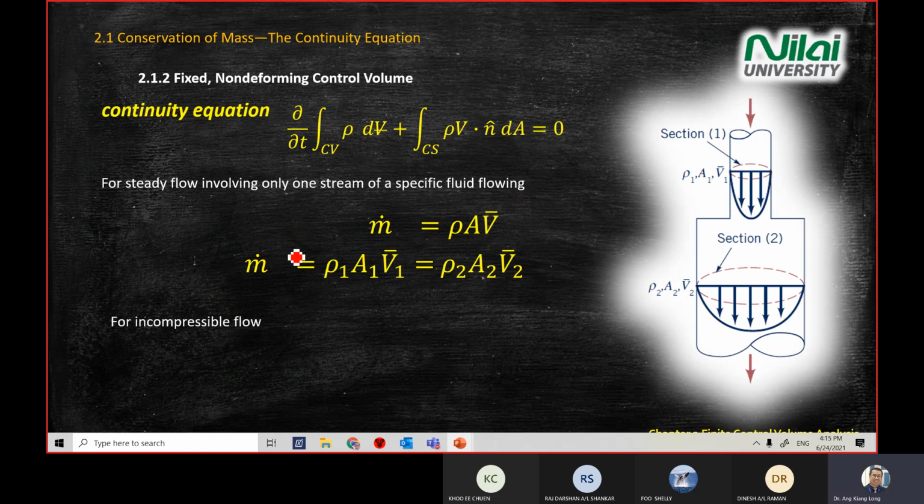So far, we're still dealing with m dot. What is the equation for m dot? Rho A V. We keep repeating this equation. I think we will use this equation throughout this semester.